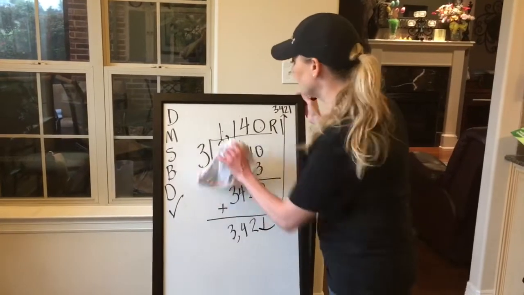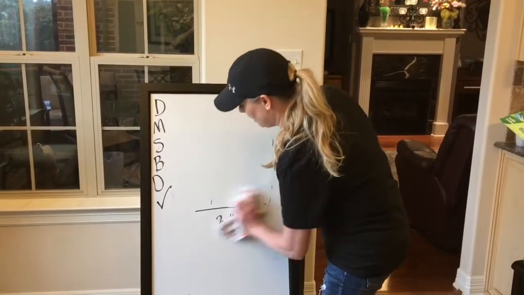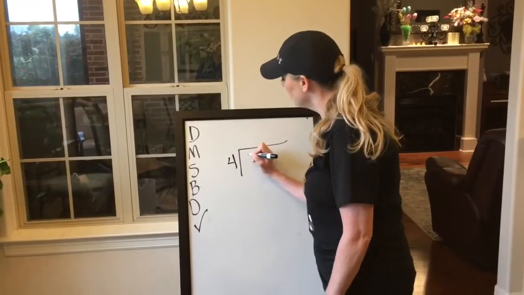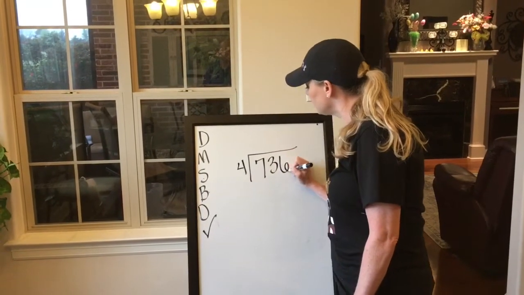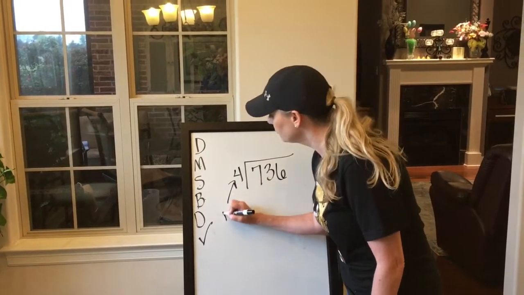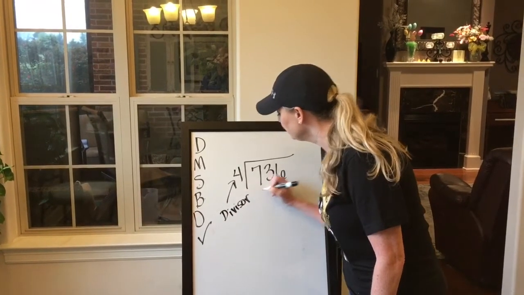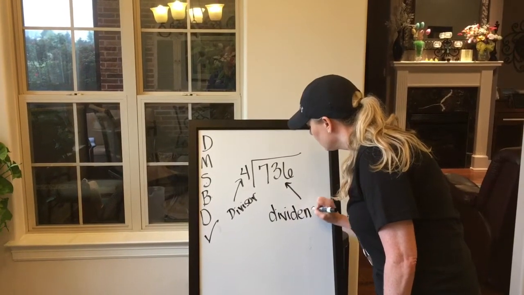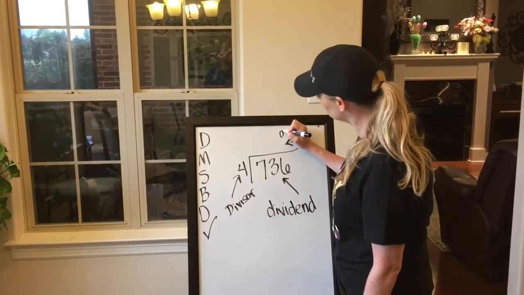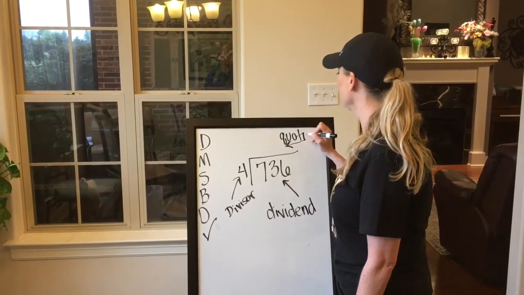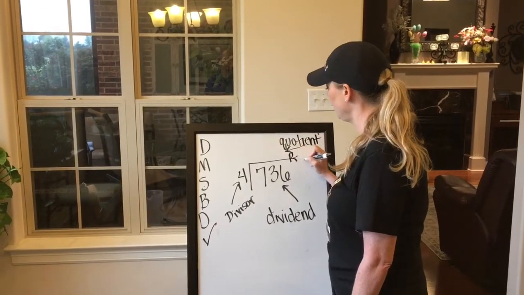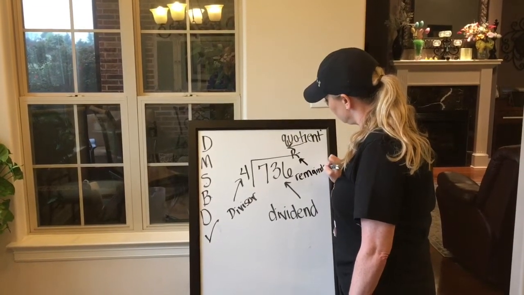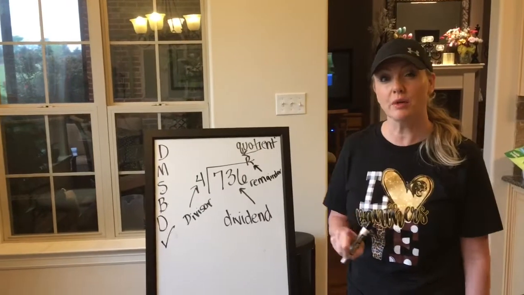Now I want you to try to label a few things for me today. As you set up a couple of your problems, let's say if you do 4 into 736, I want you to label your divisor, your dividend, and then when you get your answer, I want you to write quotient, and if you have a remainder, you can label that also. Okay, so work on a little vocab today with the division.